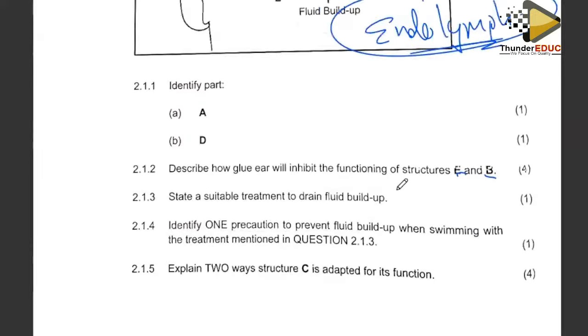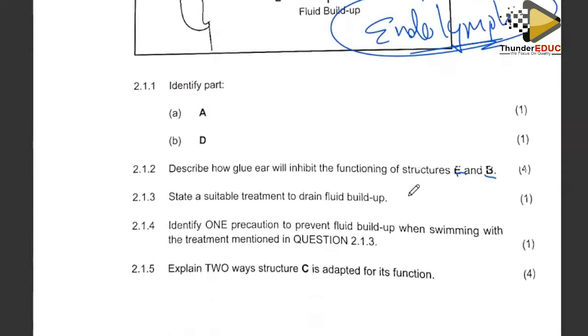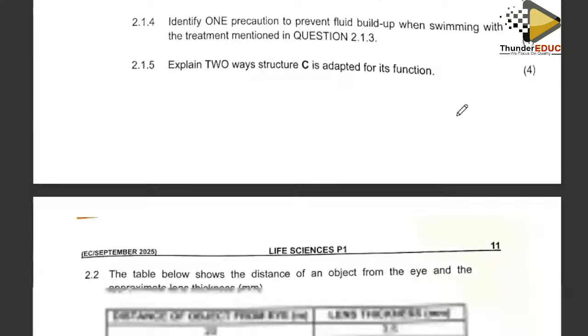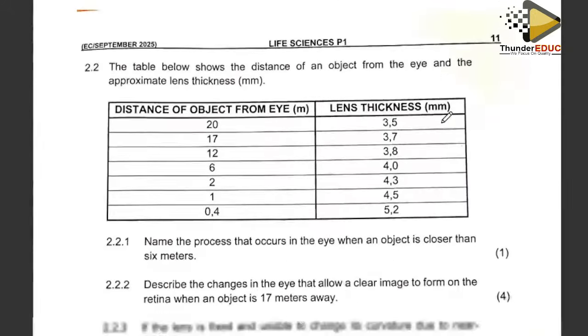So basically, there are a lot of things you can talk about here. You can talk about the sensory cells, the planes in which the semicircular canals are connected, and the endolymph. But they only want you to talk about the sensory cells and their function, then you're able to get those marks. Yes, we go to question number 2.